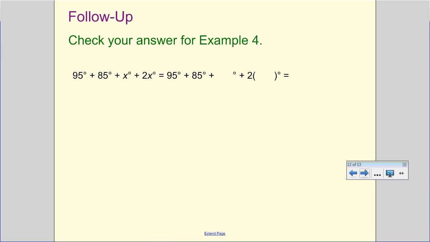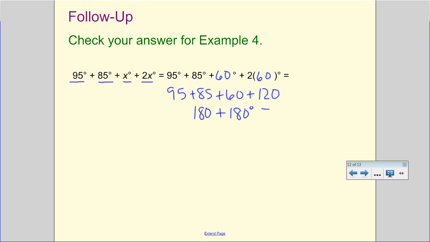All right, so let's take a look at how we can check this. So we know that we have 95 plus 85 plus x plus 2x have to equal 360. We said x was 60 degrees. So if we take 95 plus 85 plus 60, 2 times 60 is 120. So this was 180. We already knew that. 60 plus 120 is 180. And there's the 360 degrees that we want, so we know that it works.